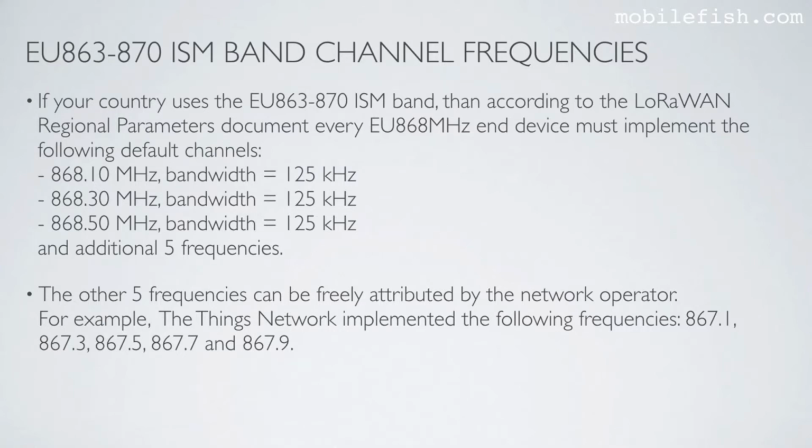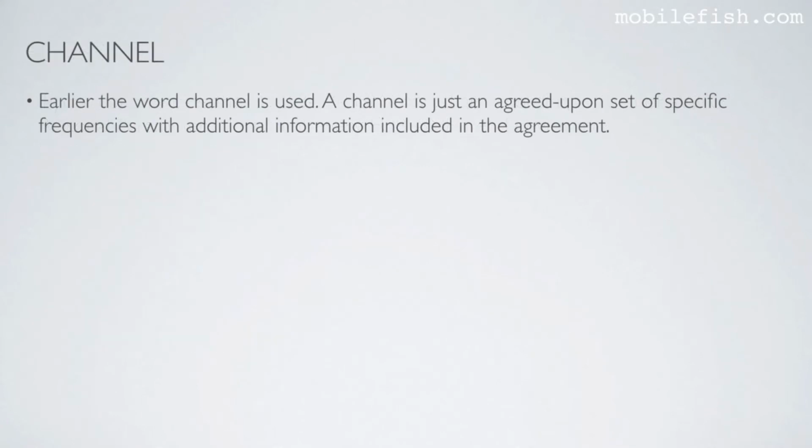For example, the Things Network implemented the following frequencies: 867.1, 867.3, 867.5, 867.7, and 867.9. Earlier, the word channel is used. A channel is just an agreed upon set of specific frequencies with additional information included in the agreement.